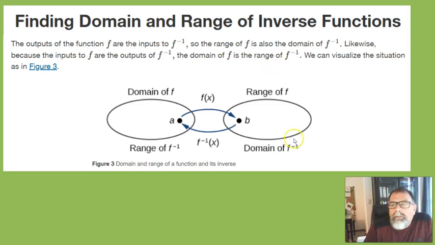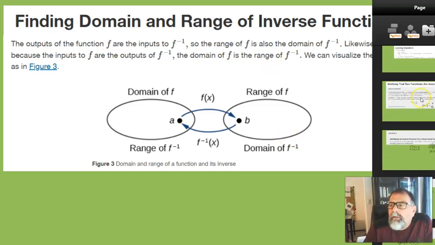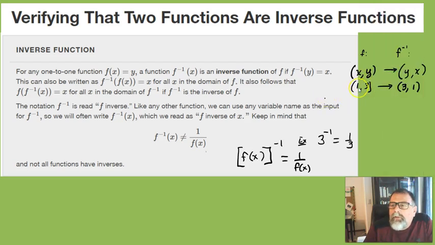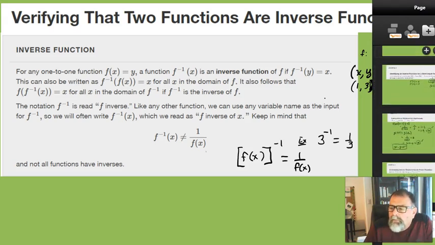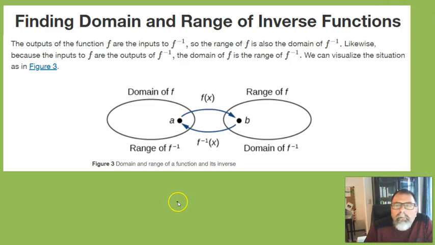If we go back to that first slide when I was talking about switching, if you're going to do this for every x and y value, you're going to switch x and y, and then y becomes x. So the range for f becomes the domain for f inverse, and the domain for f is the range of f inverse. So you're going to switch all those x and y coordinates, which brings us to this picture.